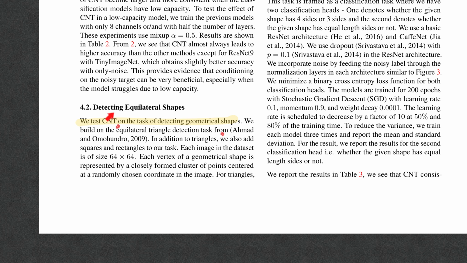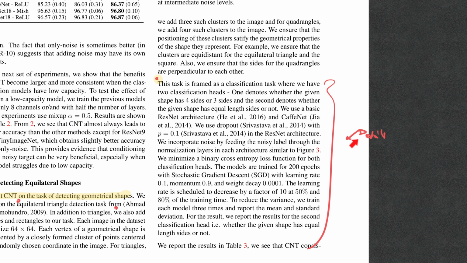So the other task is detecting equilateral shapes. They consider the equilateral triangle detection task from this paper, and they also add other shapes to it. They describe their process in this section of the paper, and more details about the modeling are provided here. For example, they frame this task as a classification task. You have two classification heads, one detecting whether the shape has 4 or 3 sides, and the second denoting whether the given shape has equal length sides or not. And then the details of training are given here.